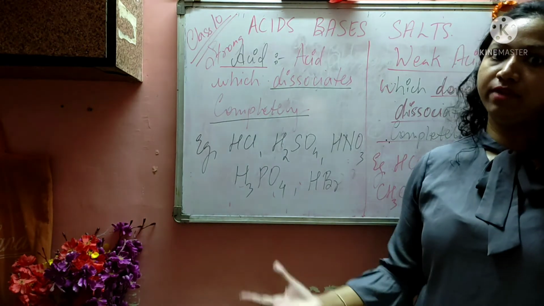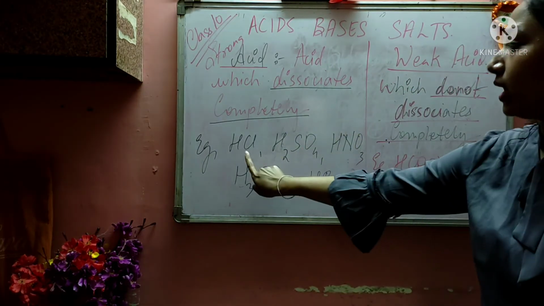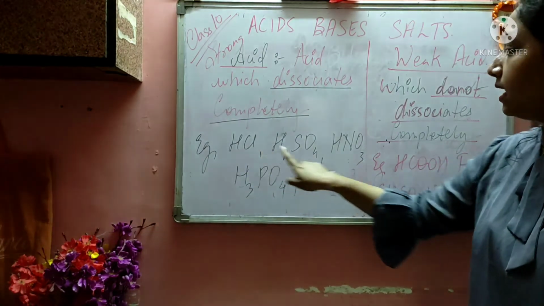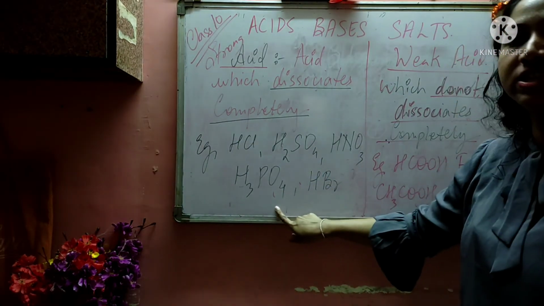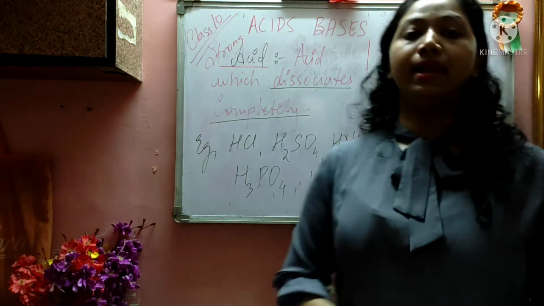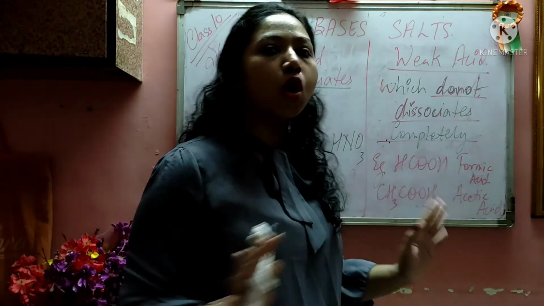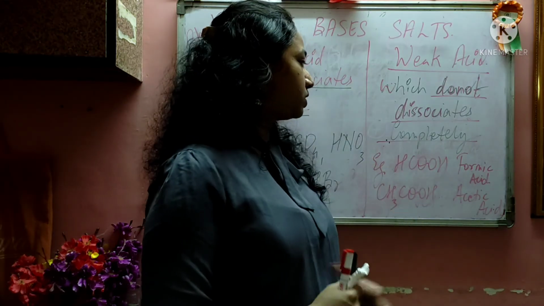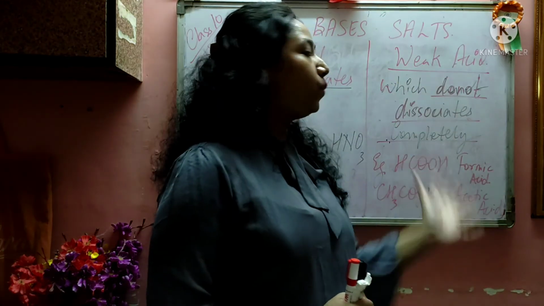So what are strong acid and weak acid? The strong acid is that acid which dissociates completely. Examples are hydrochloric acid HCl, sulfuric acid H2SO4, nitric acid HNO3, H3PO4 which is phosphoric acid, and HBr which is hydrobromic acid. These are examples of strong acids. Now let's see examples of weak acid. The weak acid is that acid which does not dissociate completely. Examples are formic acid and acetic acid.